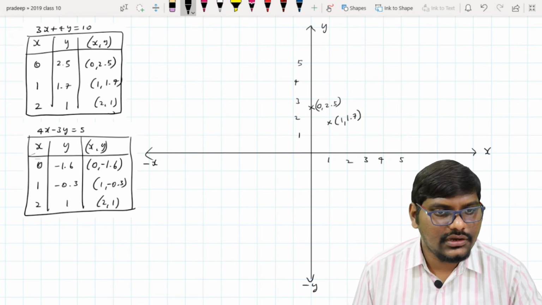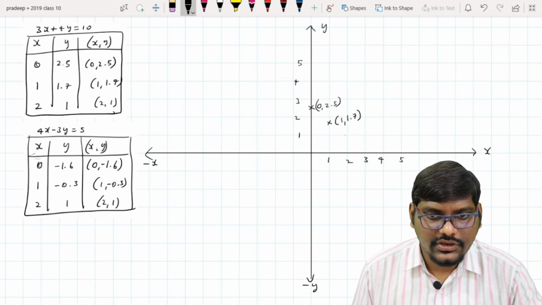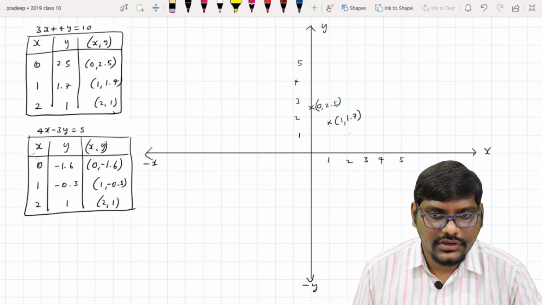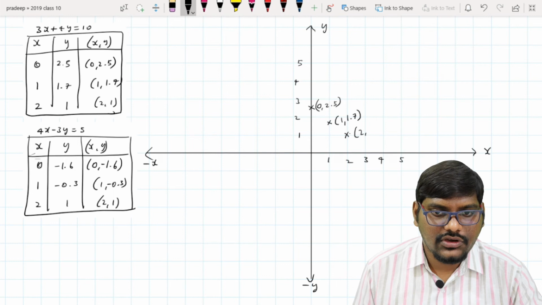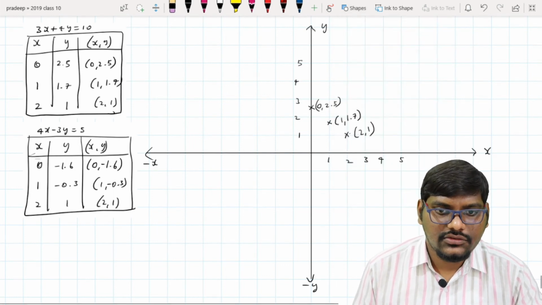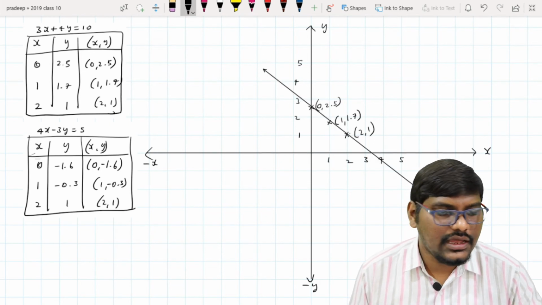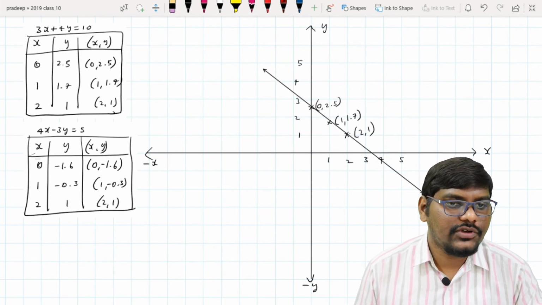So 2 is over here in x-axis, and in y-axis it was here. So I can write the point is over here. So this is 2, 1. By this we can make one line. So I can draw the line like this. It's an approximate line. Okay, so this is one line which we got with the first equation.